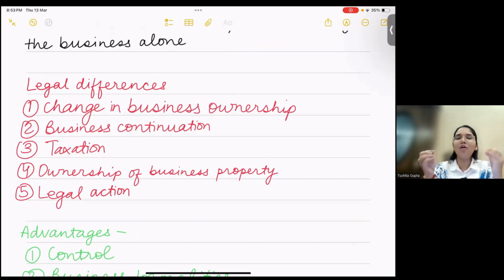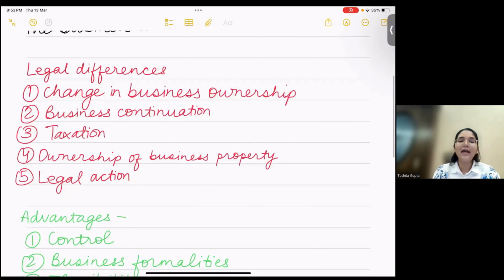I will have to sell off any of my assets which I have not even put in the business to be able to repay my liability if that sort of liability arises. So I have an unlimited liability as far as sole tradership is concerned.